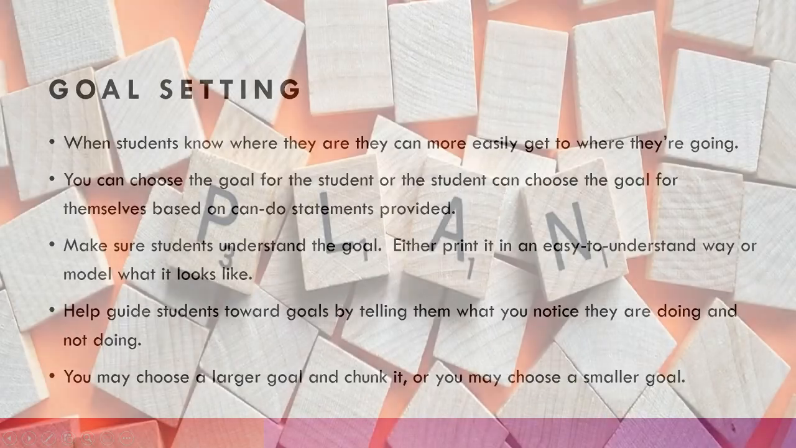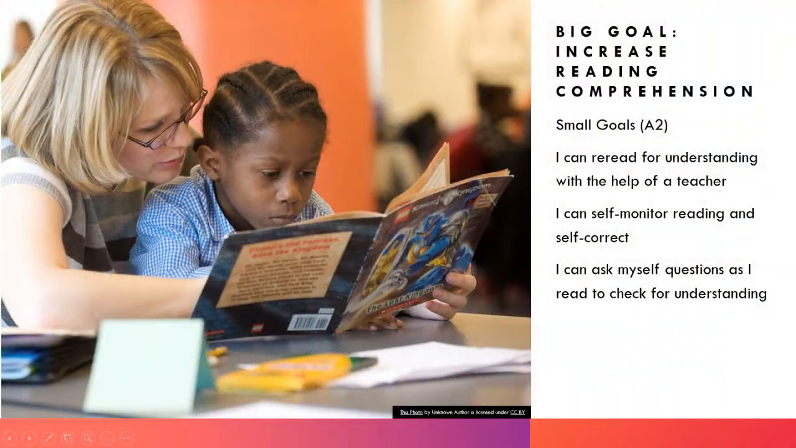You might say, I've noticed that you're not always understanding when you're reading. We're going to work on some ways to help with that. And then if you look at the A2 progress chart outcomes, there are lots of those that fit that bigger goal of increasing reading comprehension. So then with the student or alone, if you would like, you can choose what you want to work on.